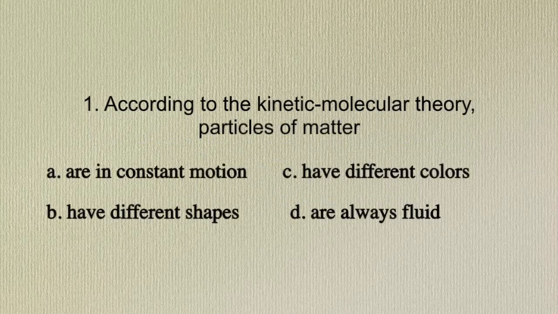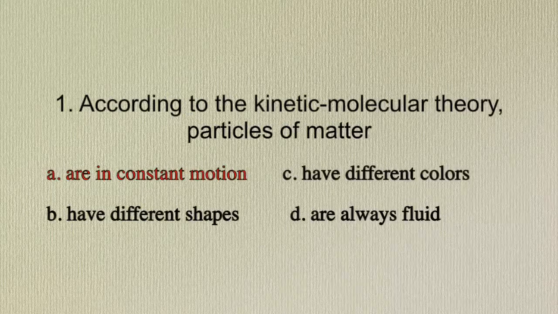Number 1. According to the kinetic molecular theory, particles of matter A. are in constant motion, B. have different shapes, C. have different colors, or D. are always fluid. The correct answer for number 1 is A. According to the kinetic molecular theory, particles of matter are in constant motion.